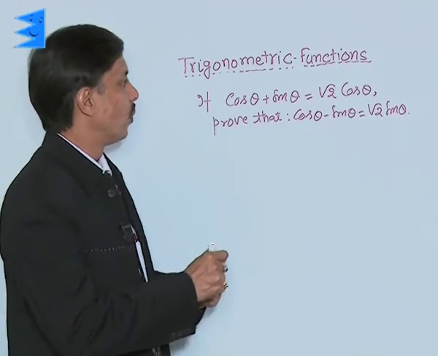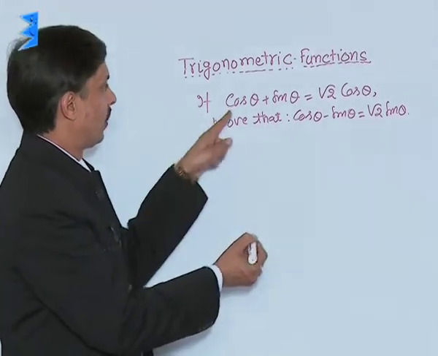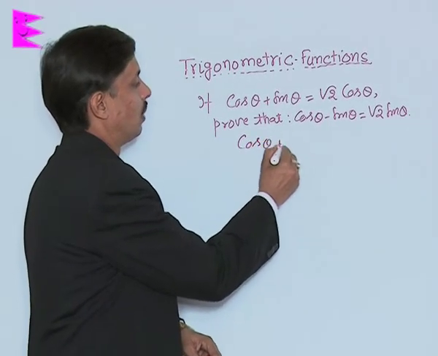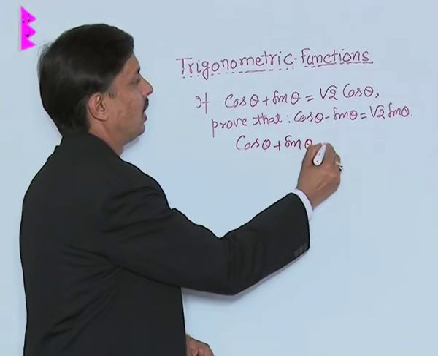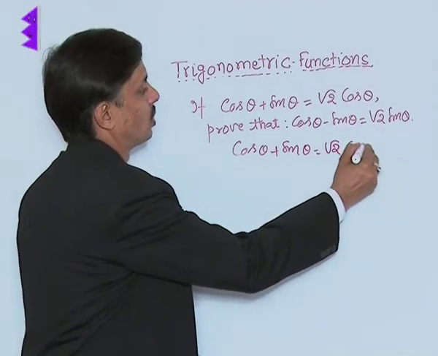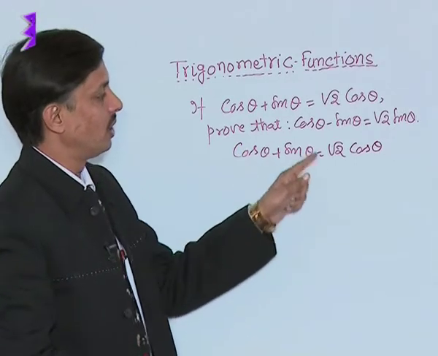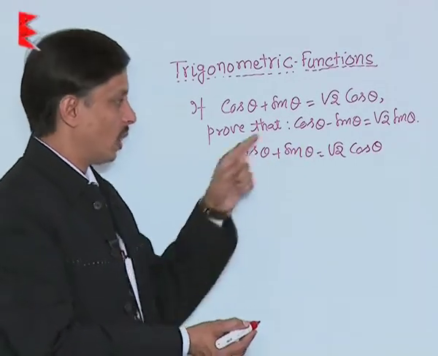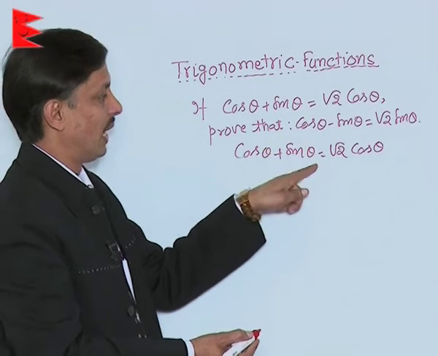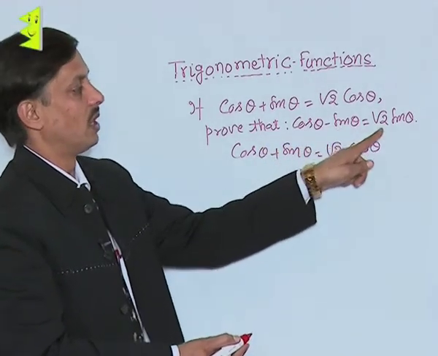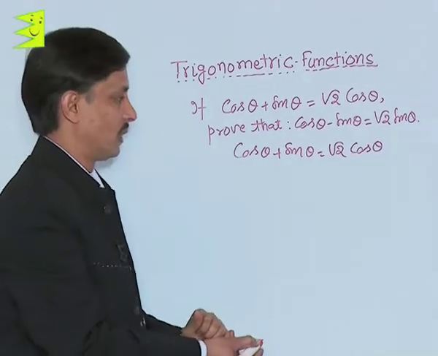So here, whatever is given to us, we have cos theta plus sin theta is equal to root 2 cos theta. This is given: cos theta plus sin theta is equal to root 2 cos theta. What we want to show, with the help of this, is to prove cos theta minus sin theta is equal to root 2 sin theta.